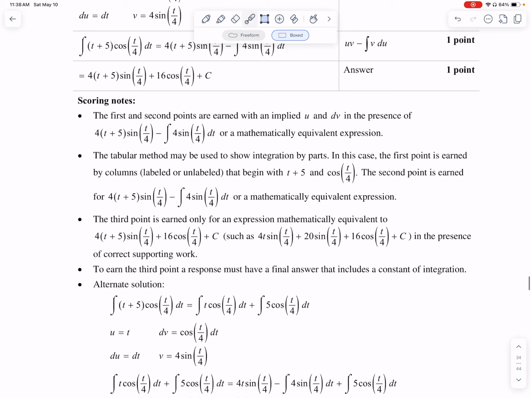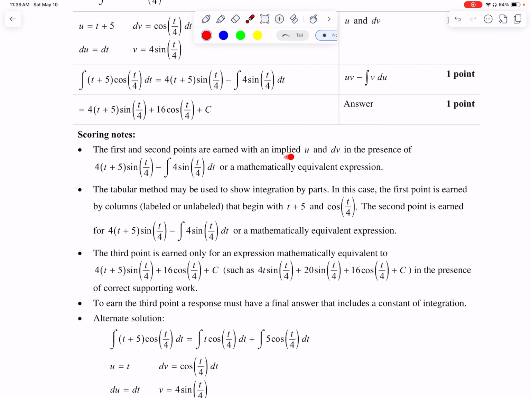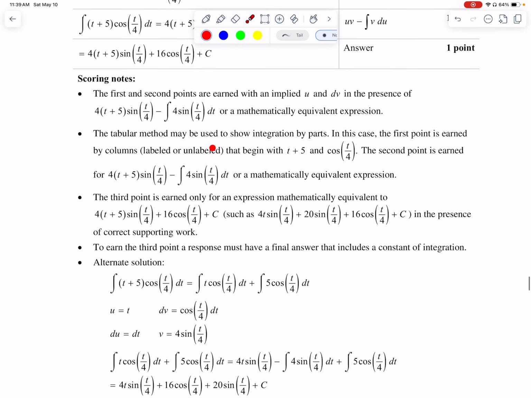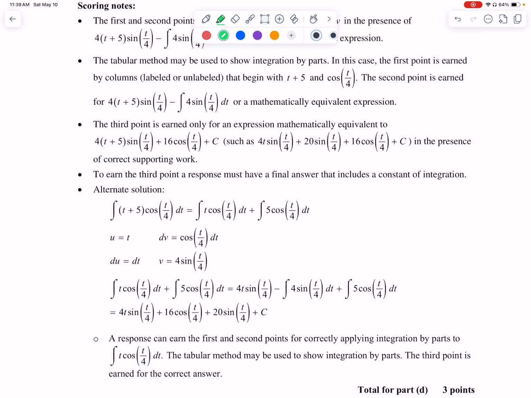Okay, so I was a little bit off on this one too, because I said this was worth a point, but the answer included the constant of integration as a separate point. The first and second point are earned with an implied u and dv in the presence of that expression. You can do the tabular method, that's the tic-tac-toe method, so you can still get the point for that. The third point is earned only for an expression mathematically equivalent to one of these in the presence of correct supporting work. Here we go. This is important. To earn the third point, a response must have a final answer that includes a constant of integration.